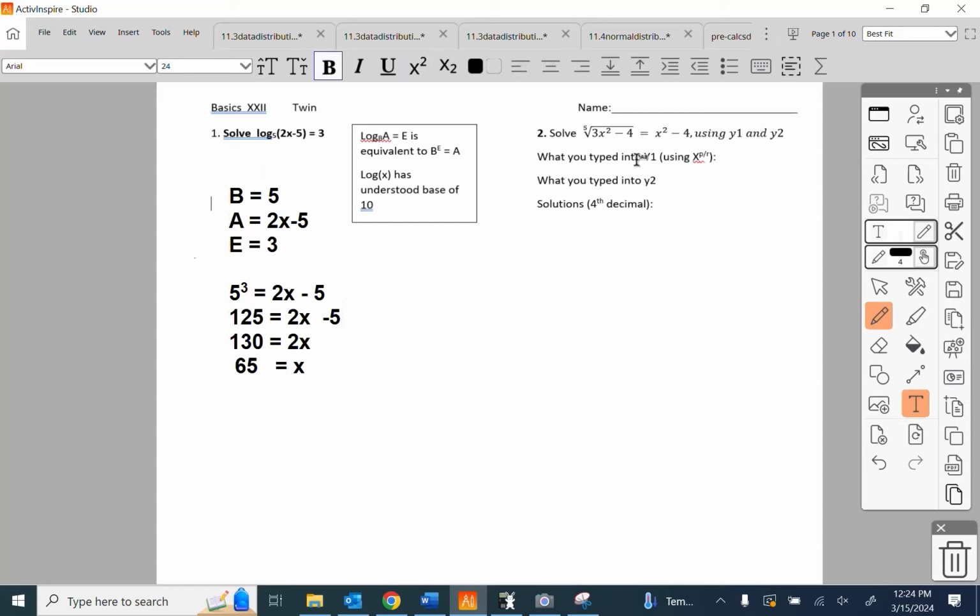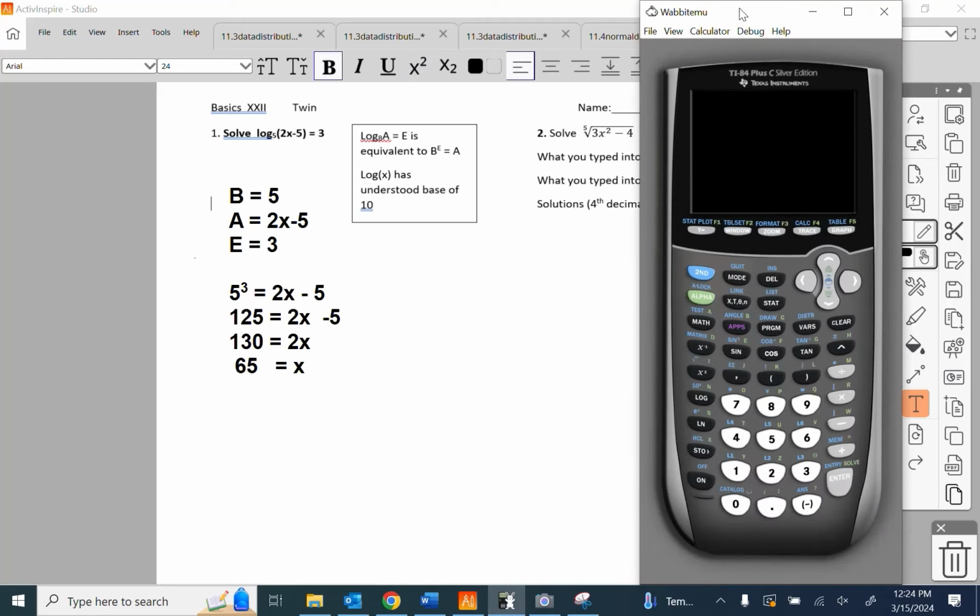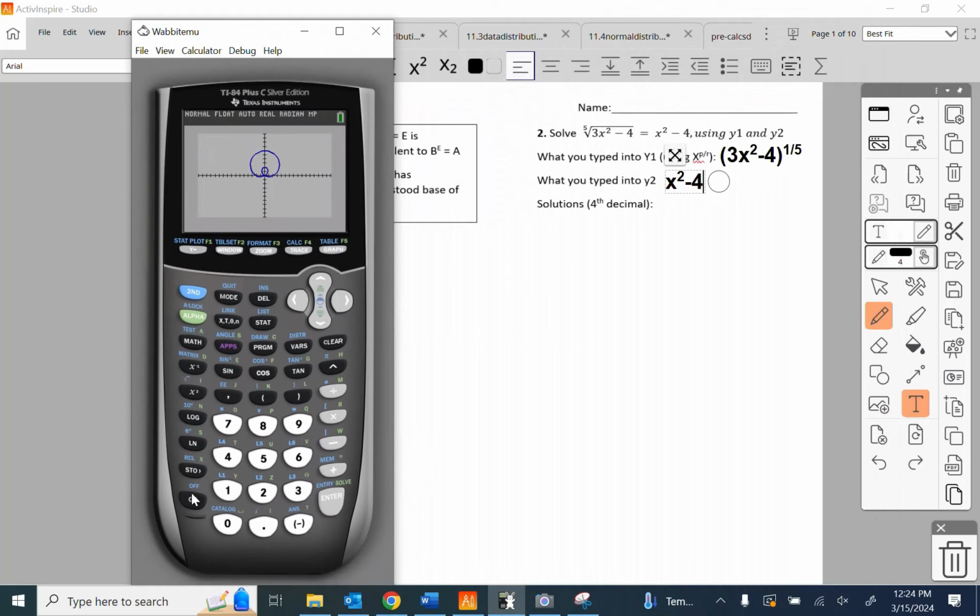Alright, number 2, solve this thing using y1 and y2. Now, what you actually show me that you type into y1 and y2 is not that. You've got to use x to the p over r because the goal here is to learn about exponents. Anyways, you'd have all of 3x squared minus 4 wrapped in a set of parentheses. It's the 5th root, so the exponent would be 1/5. What you're typing into y2 is the quadratic over here, x squared minus 4. And why not? Let's do it. Let's see what this funky thing looks like. And play along.